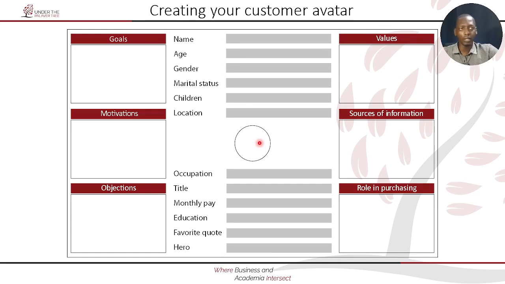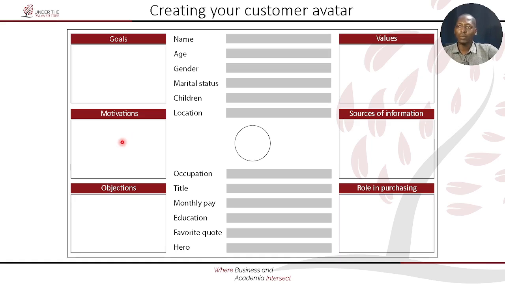It could be drawn in, it could be a picture from the internet of someone that represents what you believe your customer looks like and what they are. Then you have things like occupation, title, monthly pay, education, favorite quotes, and who is their hero. Now, on the left and on the right, you can see some boxes. On the left at the top, we have the goals. What are the goals of your customer? What are they trying to achieve in life?